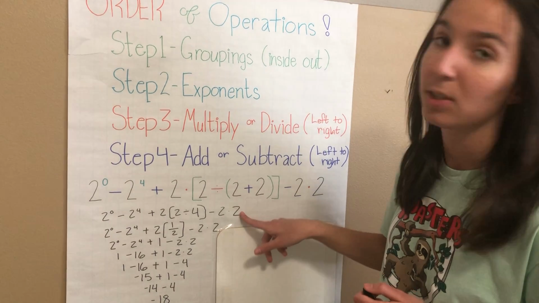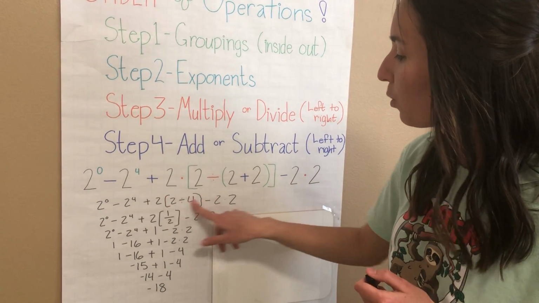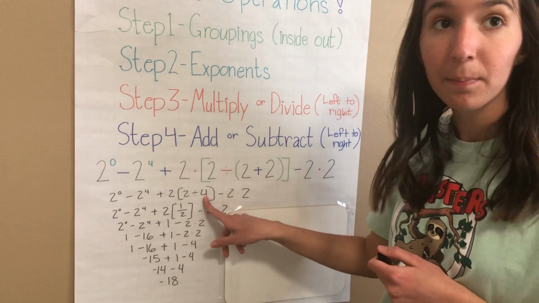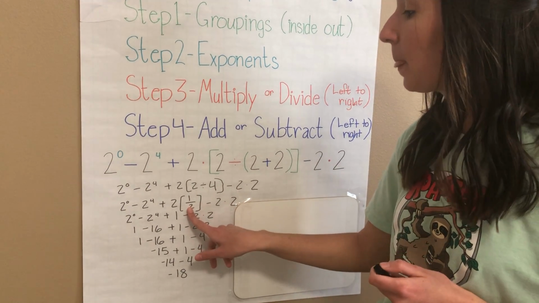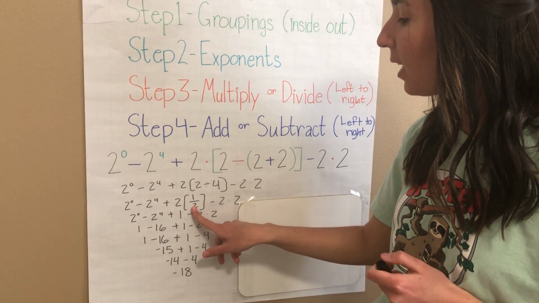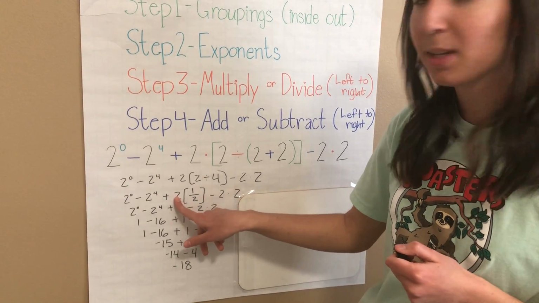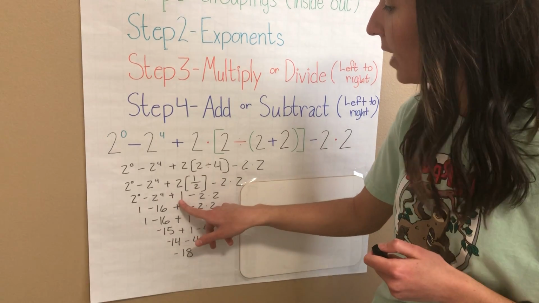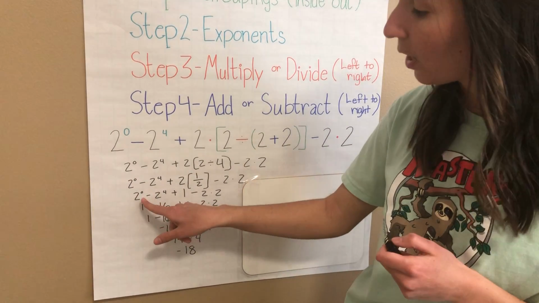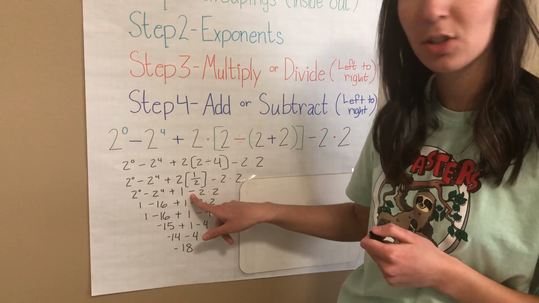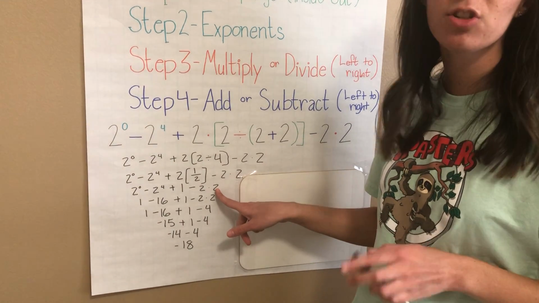minus 2 times 2. So now we're going to work with our grouping again, and we're going to divide 2 by 4, which gives us 1/2. Then we're going to take the 1/2, which is still part of the grouping, and times it by 2. So then we'll have 1. So then we'll have 2 to the 0 minus 2 to the 4 plus 1 minus 2 times 2. So that finishes off our grouping.